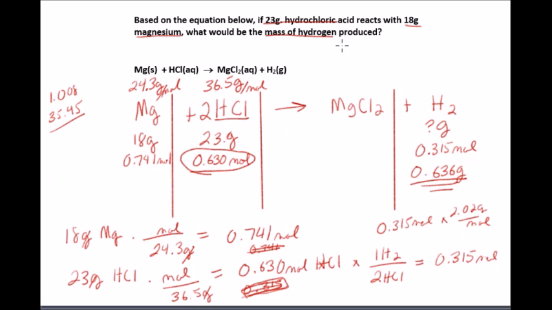So we can take 0.630 moles of HCl times 1 magnesium per 2. And once again, it's 0.315 moles. Now, this is the amount of magnesium that you use. So, if you want to know how much magnesium you have left over, you subtract what you use from what you had to start with. And my answer is 0.426 moles. Okay.